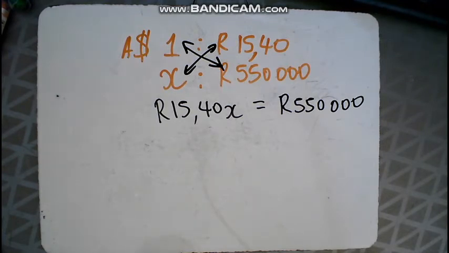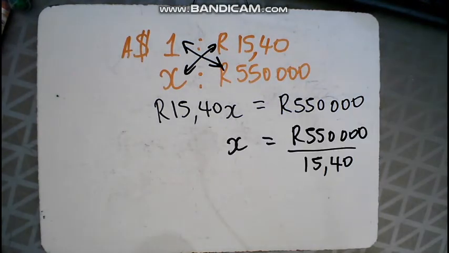Next thing we need to do is divide both sides by 1540 so that we can solve for X. So to find the mysterious amount of Australian dollars, all we have to do is divide both sides by 1540, and so we get X is equal to 550,000 divided by 1540. But there's a quicker way of thinking, and let me show you how.